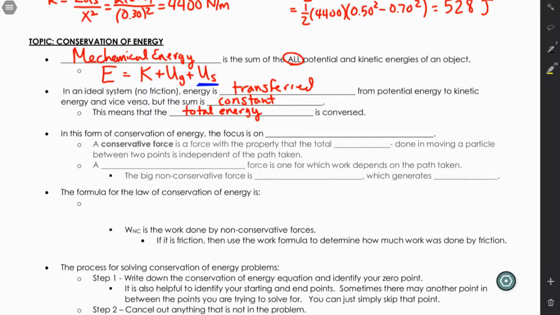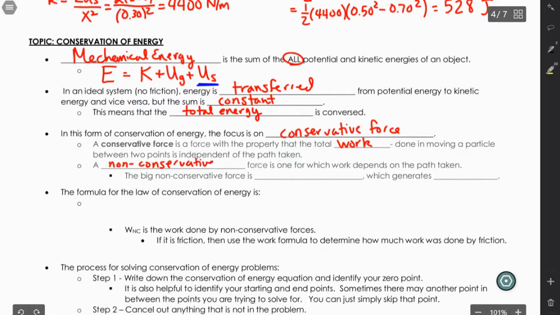Now, in this form of constant energy, the focus is on what we call conservative forces. So gravity is a conservative force. Hooke's law or spring force is a conservative force. So a conservative force is a force with a property that the total work done in moving a particle between 2 points is independent of the path taken, okay? Now, a non-conservative force, on the flip side of that, is one for which work depends on the path taken, all right?